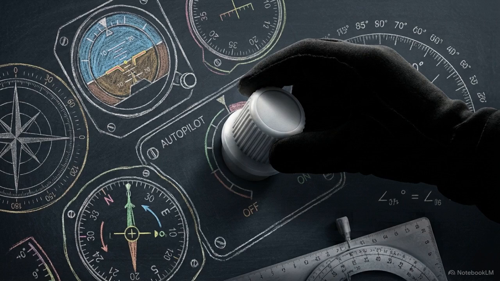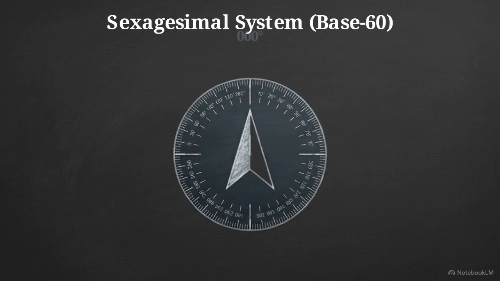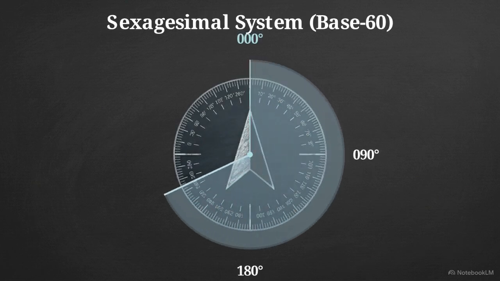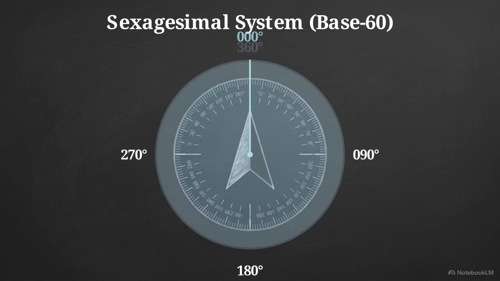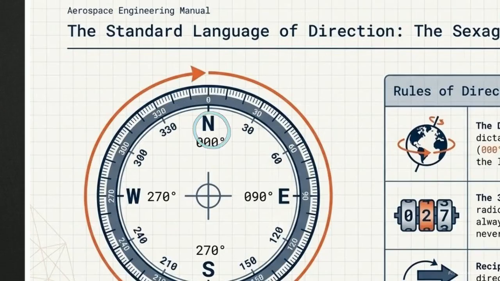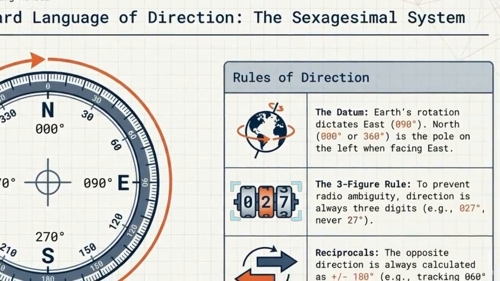Once you have locked in your exact geodetic position, the task shifts entirely to defining where you are going. Aviation dictates direction using the sexagesimal system, a base 60 mathematical standard that measures angles in degrees, counting clockwise from a fixed datum. On the left compass rose, true north at 000 degrees is the datum. East is the direction the planet spins. On the right is the three-figure rule.